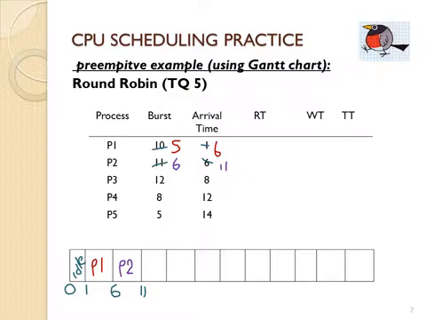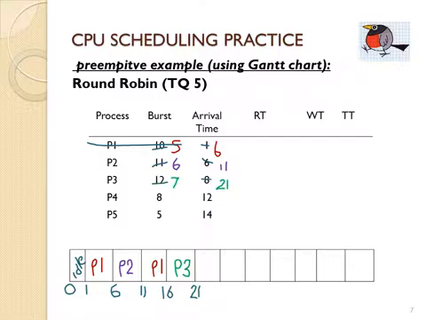And now we will have to go back and have P1 go because P1 arrived before P3. So we have P1, and now P1 has finished all of its execution. Now the current time is 16. In the ready queue, we have P2, P3, P4, and P5. So the next one to go, because it's first come, first serve, will be P3.